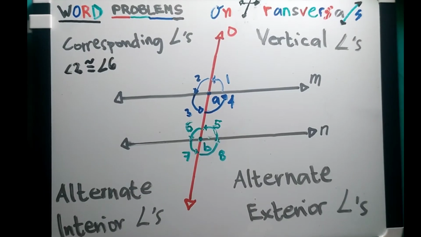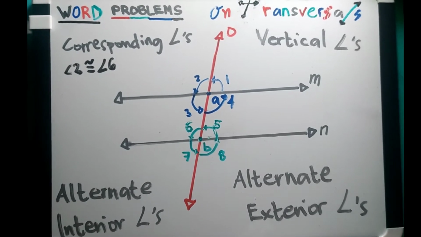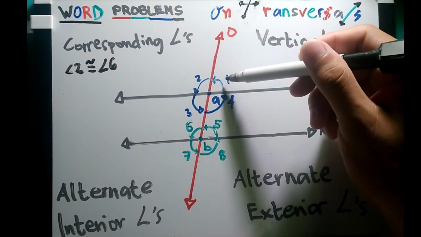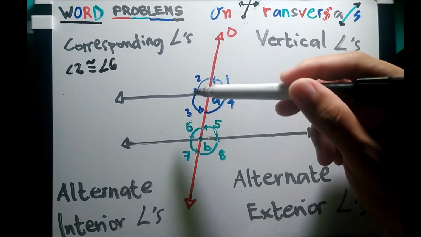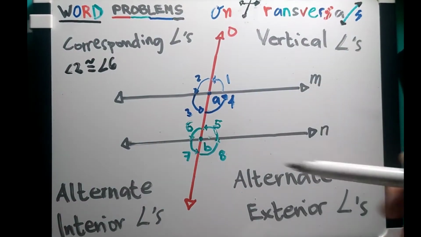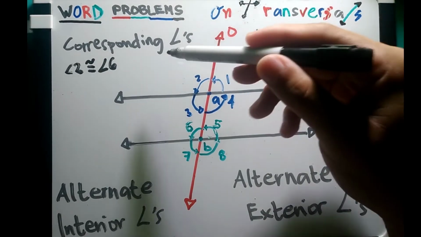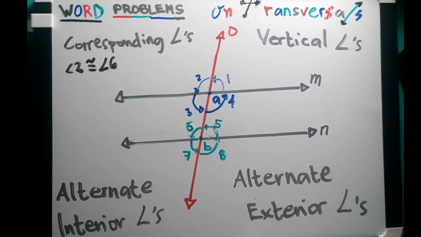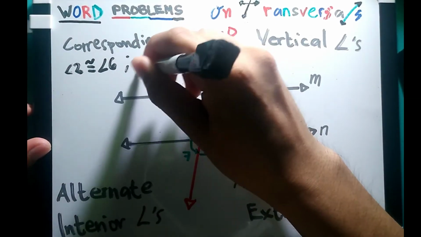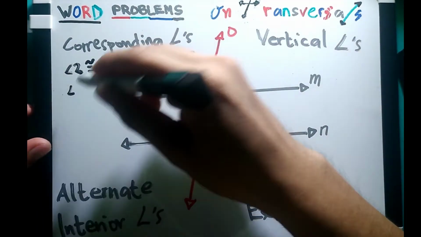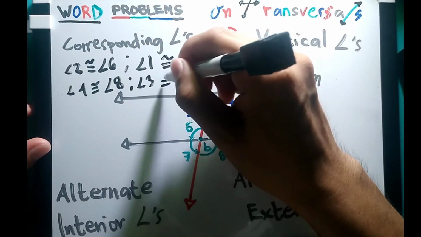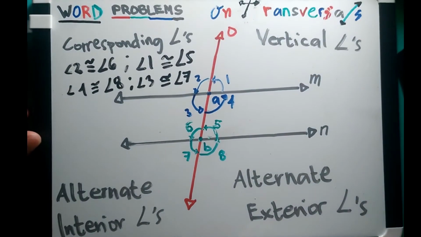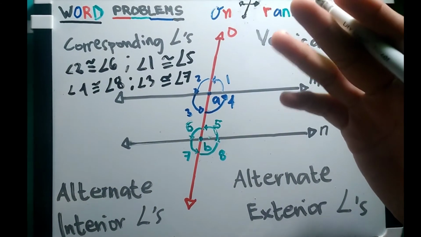Following the same logic or reasoning, or following the same pattern, we can say the same for the three following pairs of angles. And these are angle 1 corresponding to angle 5, 4 corresponding to 8, and 3 corresponding to 7. So all of these 3 pairs, the same as the first pair, are congruent or equal in measure. So let me write it all down. And now we have the 4 pairs of our corresponding angles.